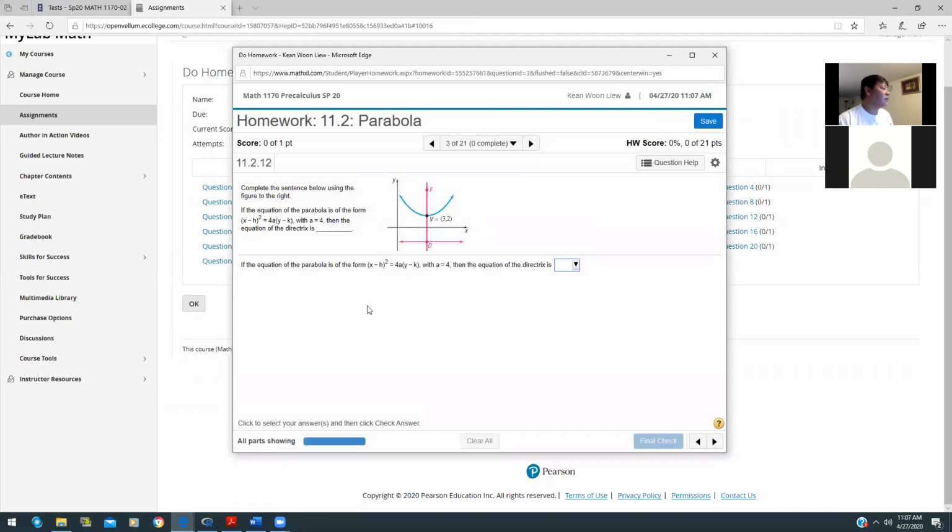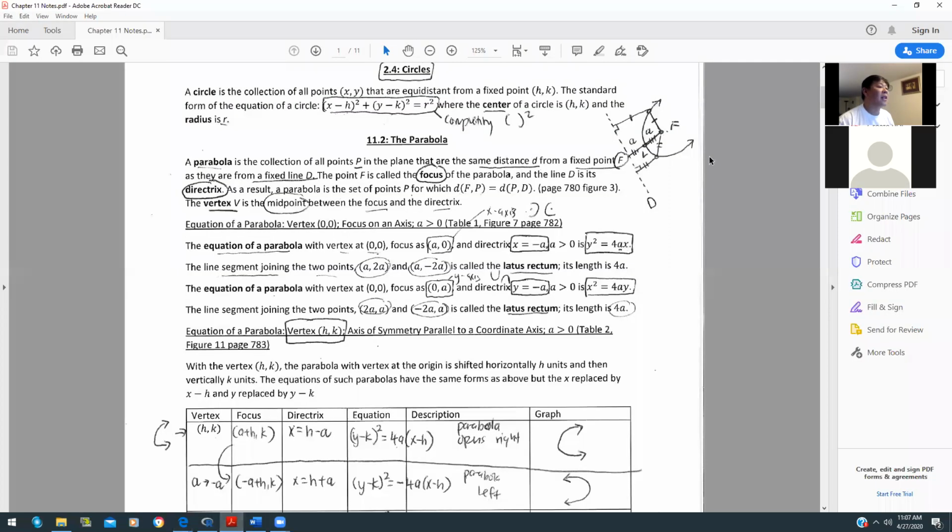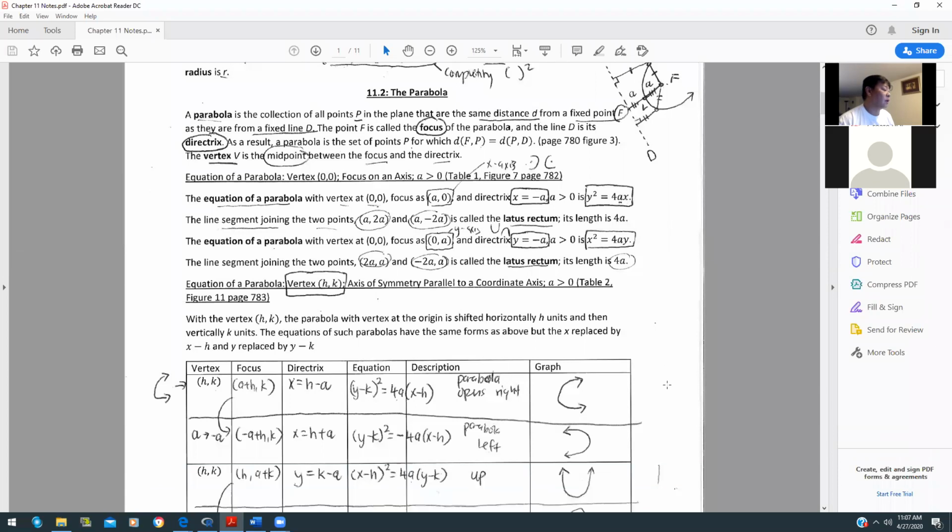So this kind of equations, find the equation of a directrix, with a equals to 4. So how do we find the equation of your directrix? That's the formula that I show to you here.